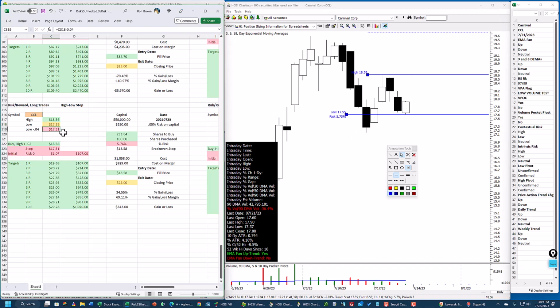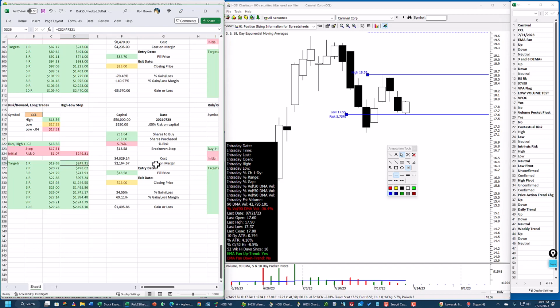And a stop would be 1751, 4 cents below. A buy would be 2 cents above 1858. If I have capital of $50,000 and I only want to risk $250 on the trade, this tells me that I can buy 233 shares. So currently it says 100, so I'm going to change this to 233.